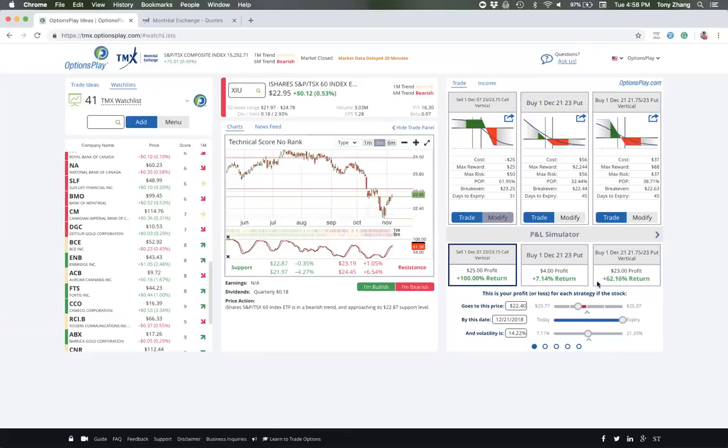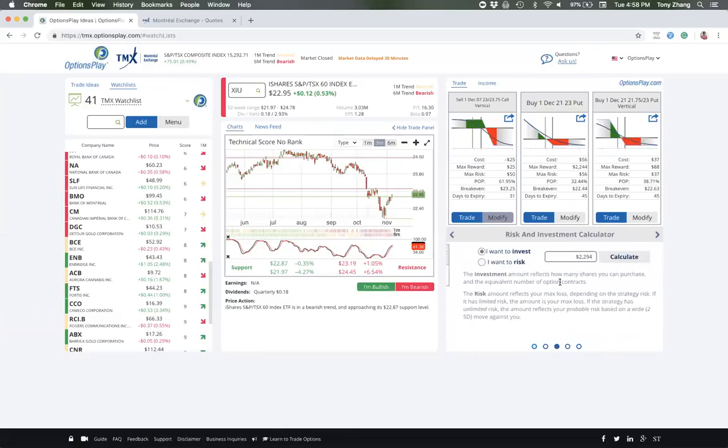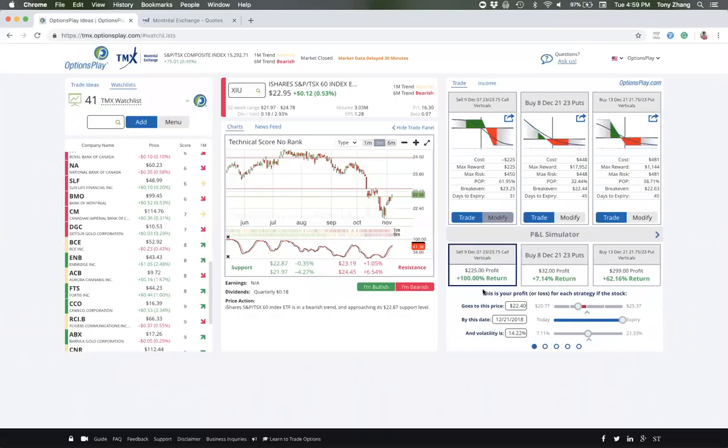Before I do that, let's compare apples to apples. Let's say I'm willing to risk $500 on this trade. So I can sell 9 contracts of the call vertical. I can buy 8 contracts of the puts and 13 contracts of the put vertical. So now let's compare this side by side. As you can see, if I think that the stock can move down a little bit to 22.40, here I'm going to collect $225 profit. Here I collect $32 profit on the put, but I collect $299 profit on the debit spread.